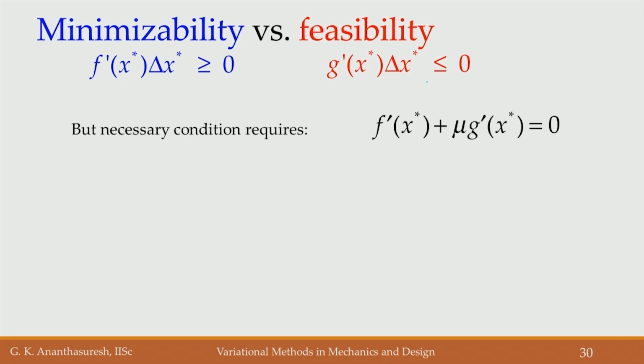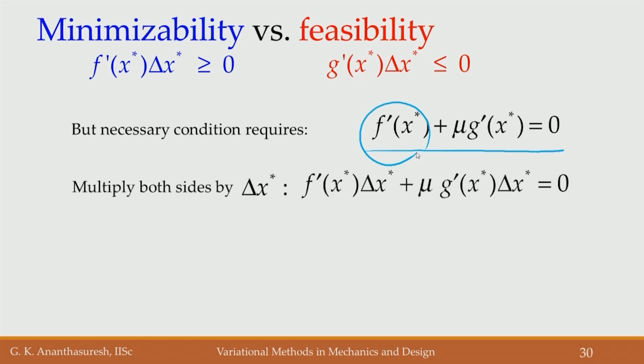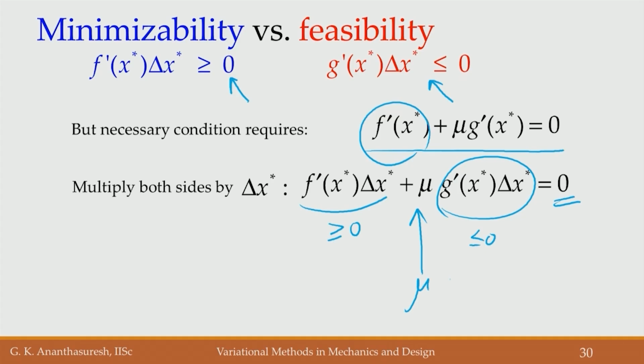Now, when we consider the necessary condition that we put there, f prime plus mu times g prime equal to 0, let us multiply this equation by delta x star. We know that this term has to be greater than or equal to 0, and this term has to be less than or equal to 0, and the total should be equal to 0. That makes our mu non-negative, meaning that it should be greater than or equal to 0, positive or 0. That is a special condition that comes in here.